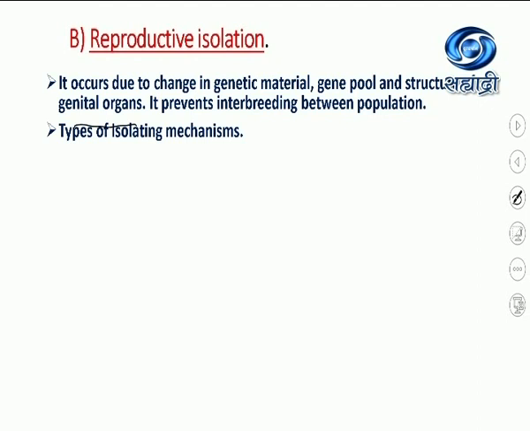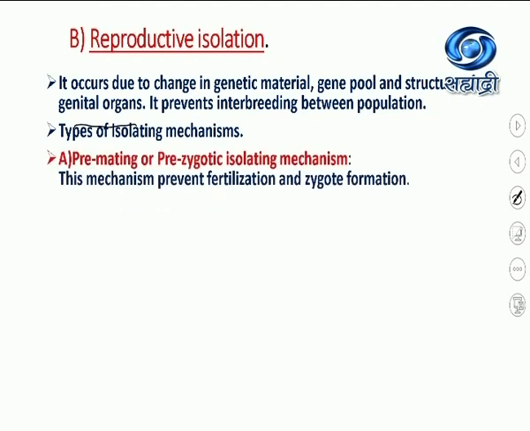Let us see the types of isolating mechanism. First is the pre-mating or pre-zygotic isolating mechanism. It is not allowed to mate at all. The mechanism prevents fertilization and zygote formation. There is no mating allowed. And the second type is the post-mating or post-zygotic isolating mechanism. Let us first study the pre-mating or pre-zygotic isolating mechanism. Here we will see how it prevents fertilization and zygote formation.